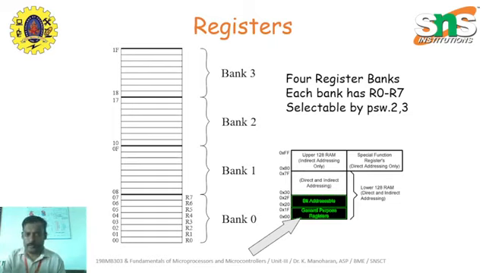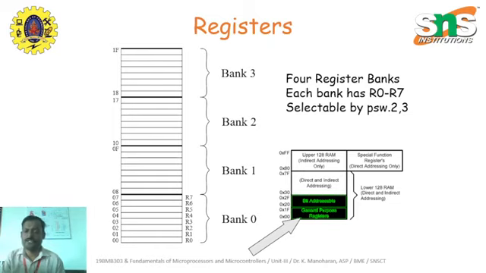We have 4 banks, but at a time any one bank is selected by using program status word register bits 3 and 4, which give the combinations 00, 01, 10 or 11. When we have 00, bank 0 is selected. When we have 01, bank 1 is selected. Whenever 10, bank 2 is selected. With 11, bank 3 is selected. So any one bank is selected at a time.